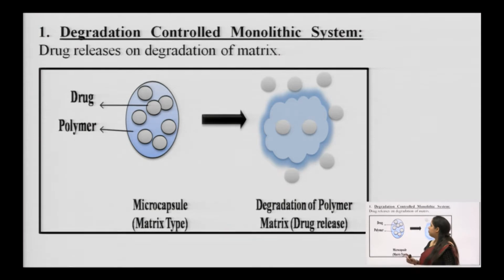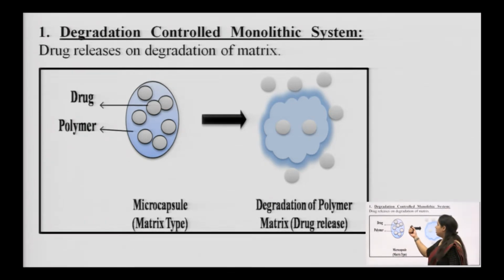Next slide. The first one is the degradation controlled monolithic system. As you can see in the picture, the microsphere is a polymer coating encapsulating the core material. The core material represents the drug or active constituent here. So this is the pictorial representation of the microcapsule. The drug is encapsulated within the polymer shell.